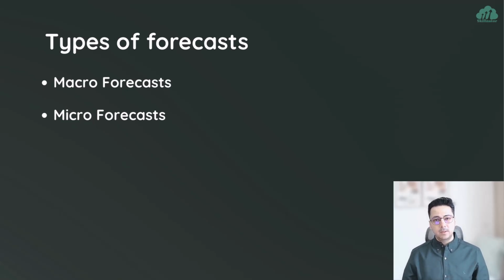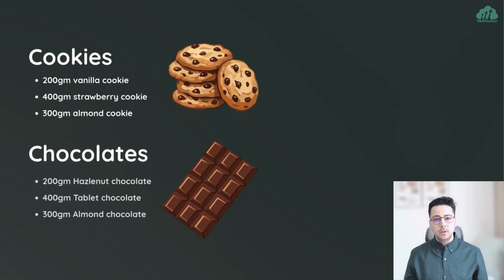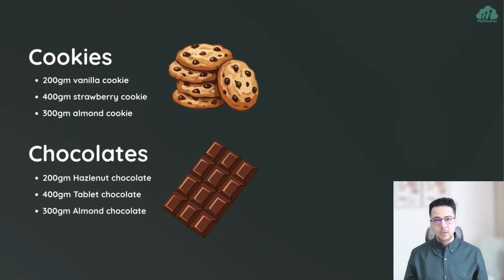Let's take a simple example. Assume you work for a company that sells two product categories, cookies and chocolates. Within each category, you sell 3 SKUs. An SKU is a stock keeping unit. Simply put, it means a unique product variant. For example, 200-gram vanilla cookie pack or 500-gram chocolate cookie pack. Now assume you have been asked to prepare a sales forecast for the year 2026.